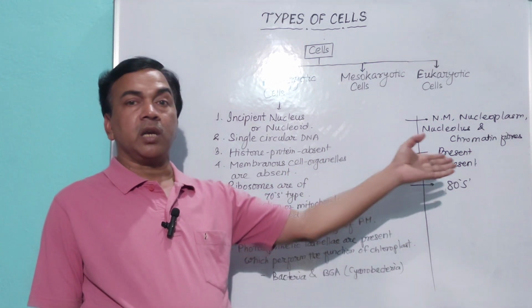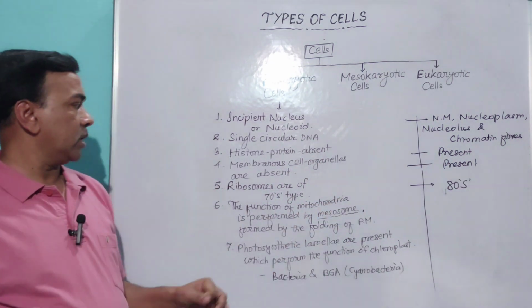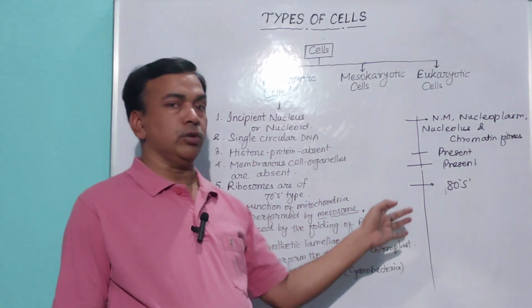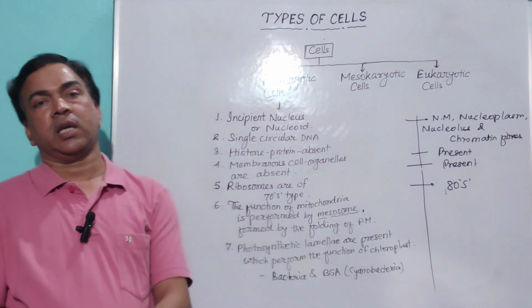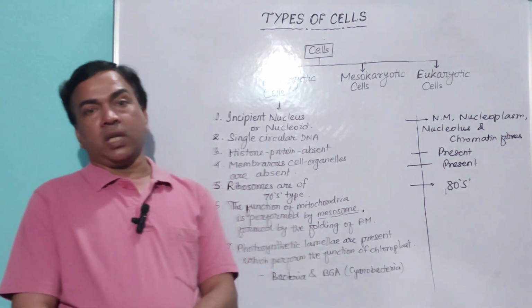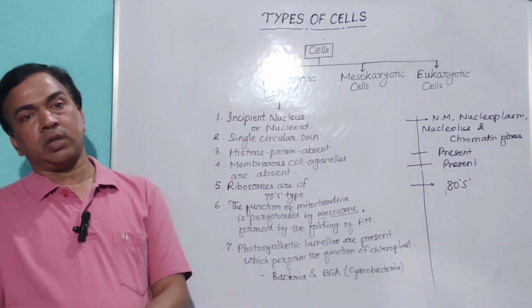All the membranous cell organelles are present in eukaryotic cells. Ribosomes are of 70S type in prokaryotic cells, whereas ribosomes are of 80S type in eukaryotic cells. Now we will see the third type of cell, which is the mesokaryotic cell.